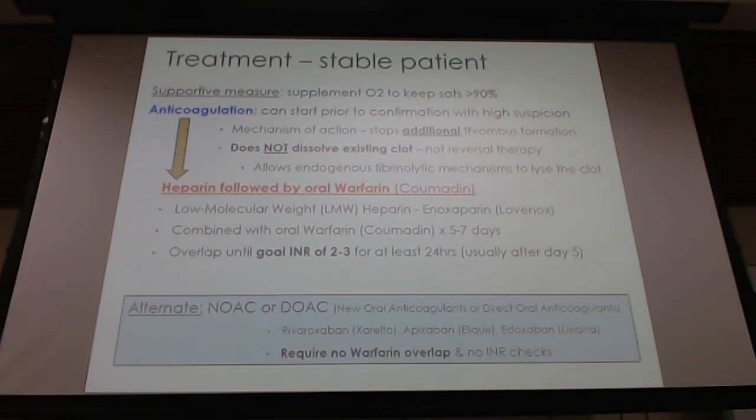All right, treatment. For stable patients, supportive measures, make sure their sats stay up, plus anticoagulation. We're not talking about clot busting or anything like that. These are stable patients. We're not needing to emergently reperfuse them. We don't need to do any sort of interventional things where we go bust up a clot somewhere in somebody's lung.